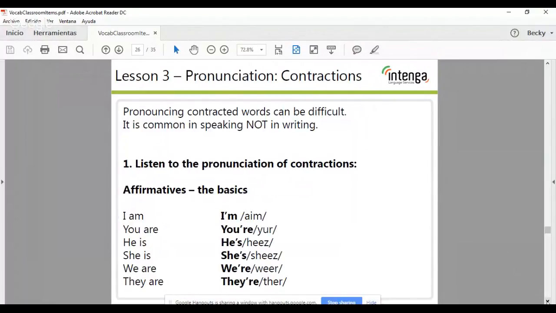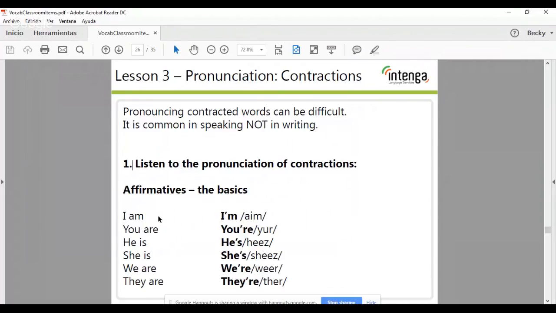Okay. Ooh. Pronouncing contracted words can be difficult. It's common in speaking, not in writing. Again, this is what I was talking about before, that we don't do it when writing formal things. If you're writing to your friends or something, sure. So listen to the pronunciation of contractions. The affirmative is the basics, okay? So I'm just going to read these, and then Ken, if you want to, you can too, okay?